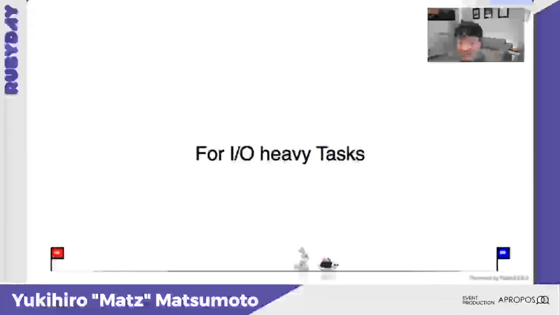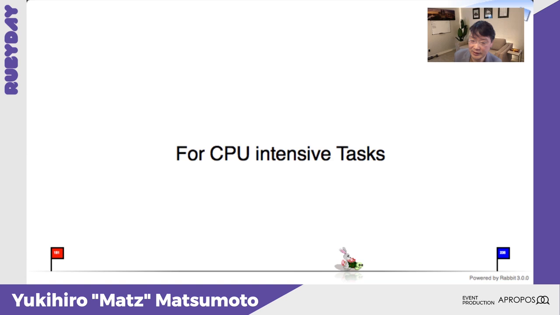Ractor is for CPU intensive tasks. Ractors are basically isolated object spaces, with communication via channels, sort of. And we don't have state sharing. Actually, we have limited object sharing.